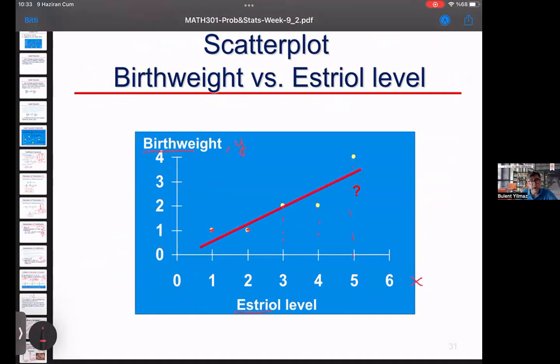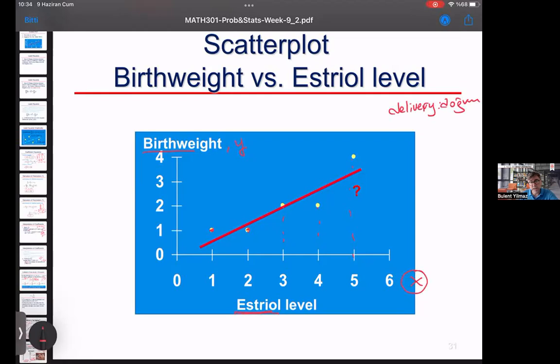What do I want to find out? I want to find out what would be the effect. Can I predict the birth weight of a baby using the estriol level of the mother before the birth or during the delivery? Delivery means doğum. Okay, give birth. Doğum yapmak.